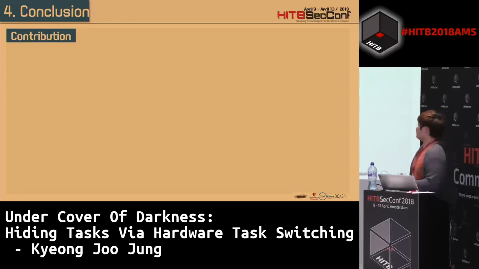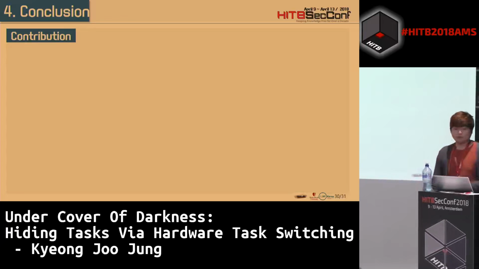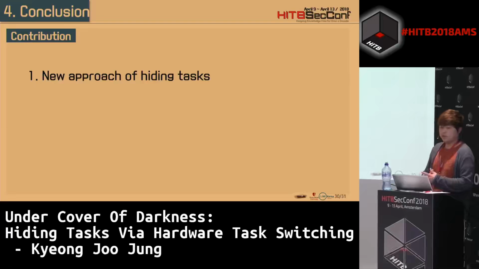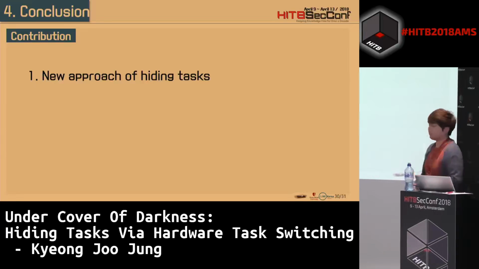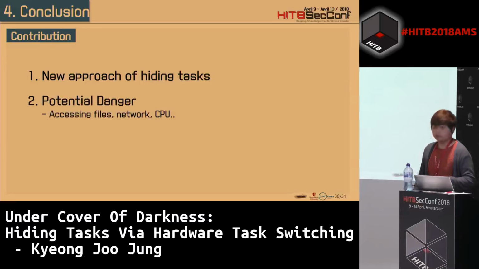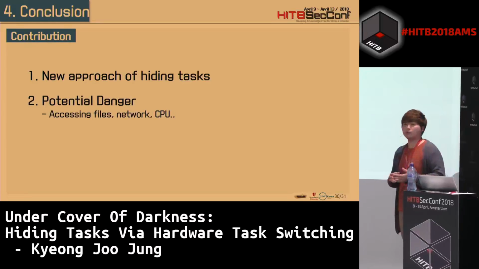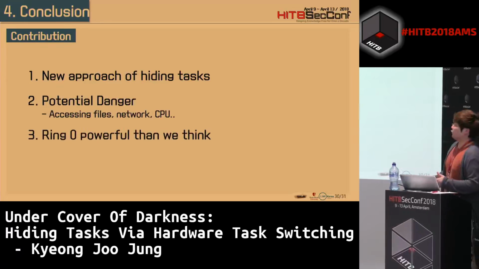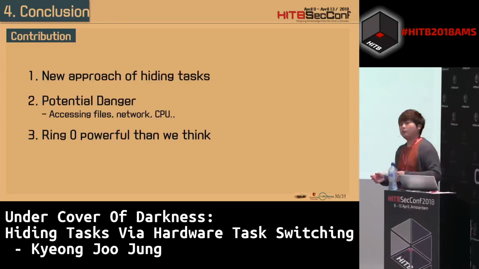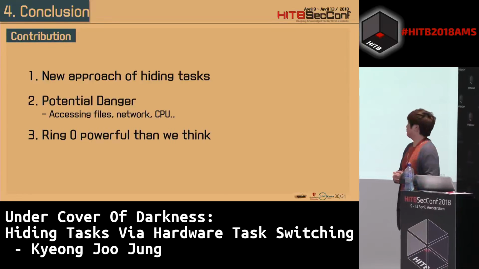And last is the contribution. First, I think we found a new approach of hiding tasks. And second, this can lead to potential dangers in the future, such as accessing the files, networks, and CPU. And the third, we showed that ring zero is powerful, much more powerful than we think.